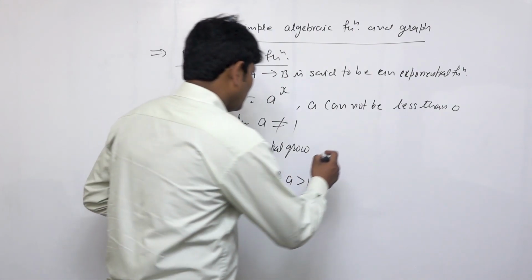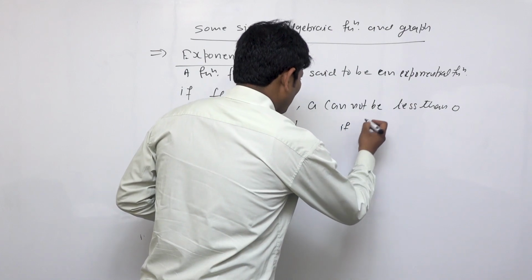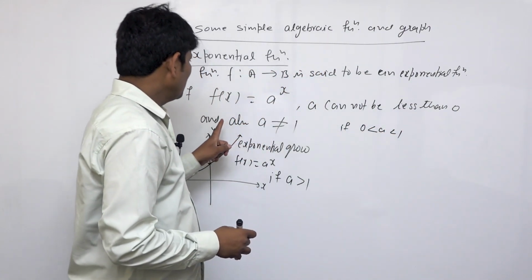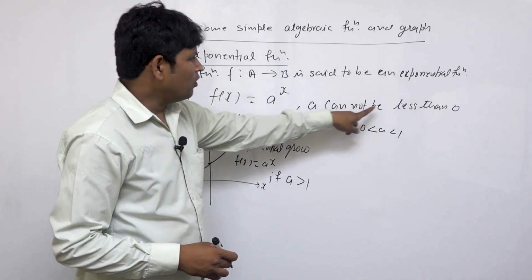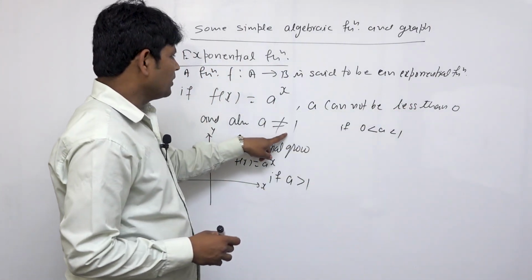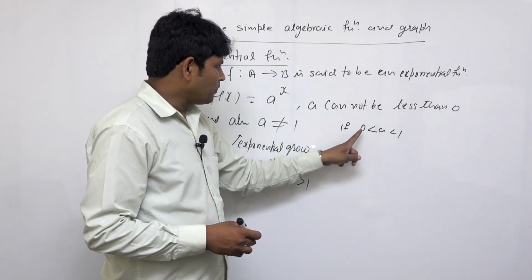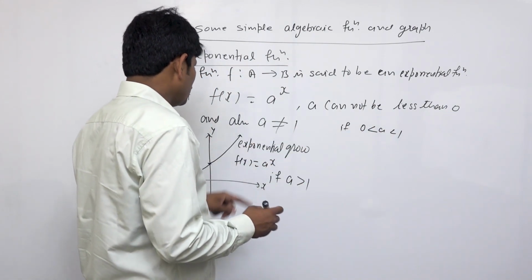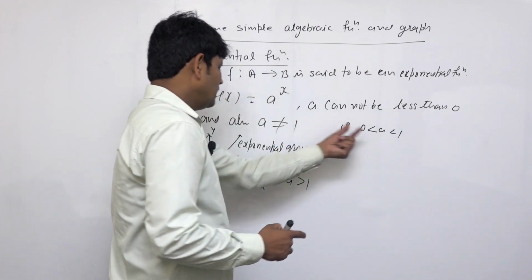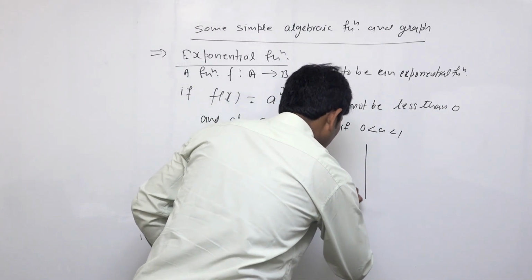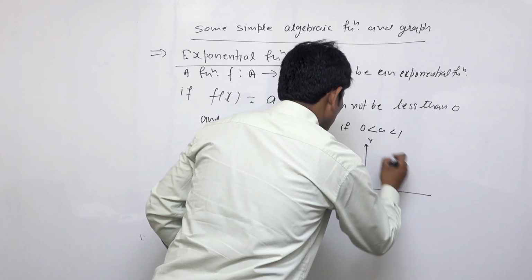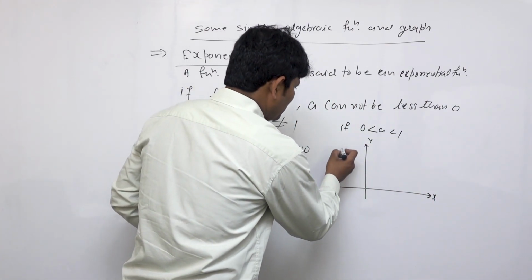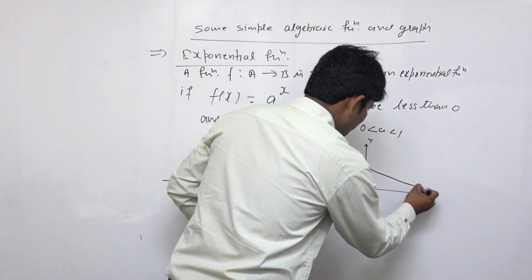If the value of a is between 0 and 1, what will be the graph of the exponential function? Remember a cannot be less than 0. From 0 to 1, in this case, the graph will decay. This is y, this is x. So in this case the graph will decay. It is like that.